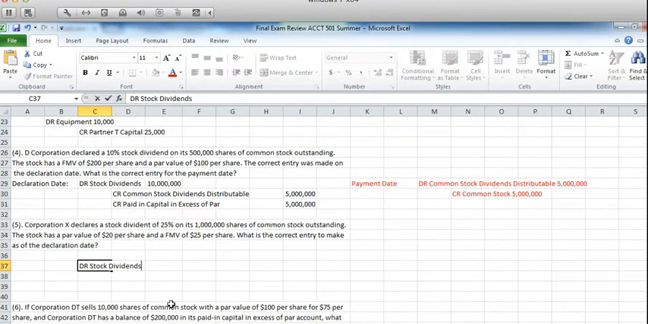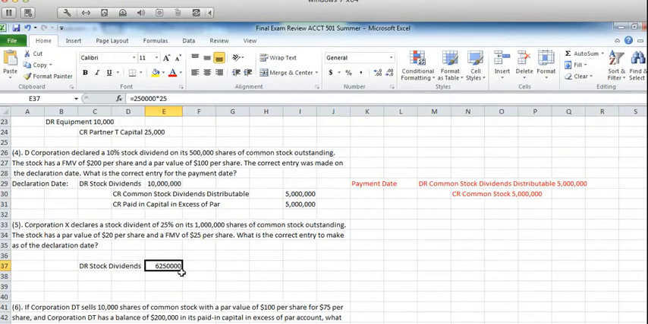Scoot this up a little bit. And that is going to show us the fair market value. So we're going to basically have, and I'm going to use an equation here just so I don't give you the wrong number, 250,000 shares times $25 per share.